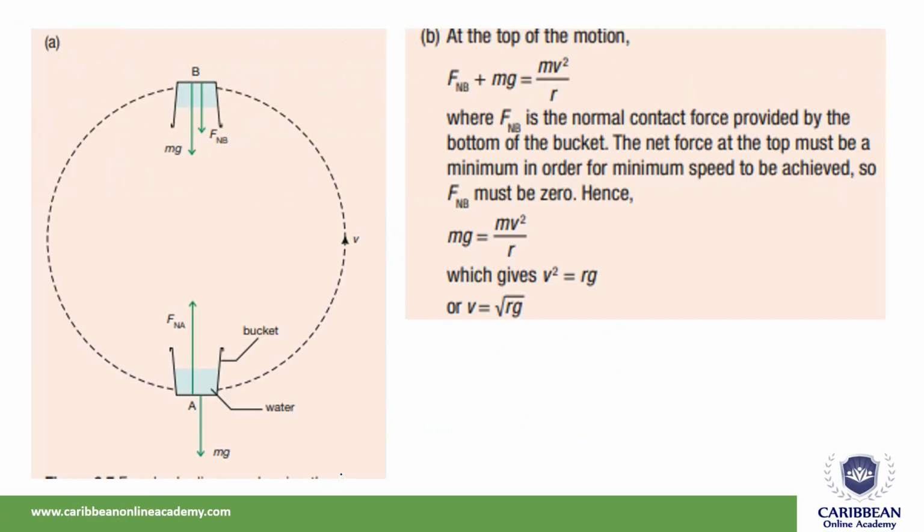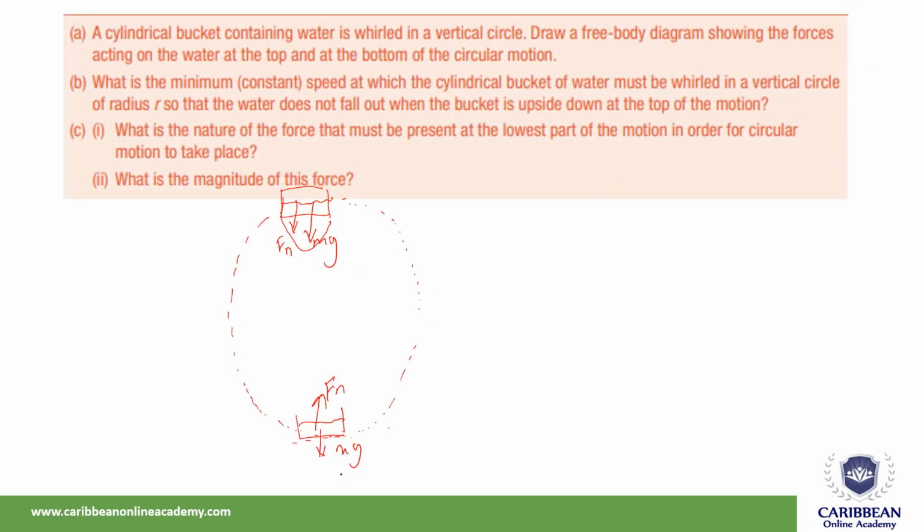Now, what if we have a scenario where we take a bucket of water and we wheel it around in the air? So if we have a circular or cylindrical bucket containing water, and that is wheeled in a vertical circle, it says draw a free body diagram showing the forces acting on the system. Draw a free body diagram.